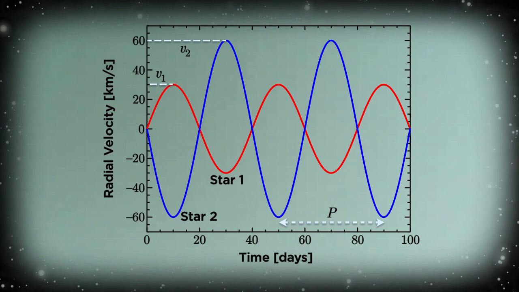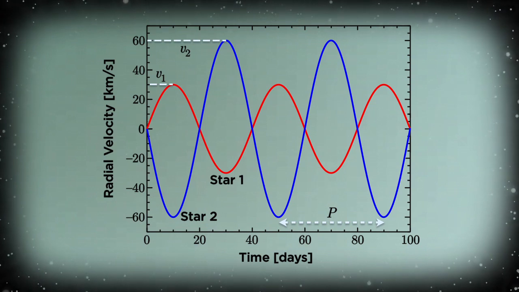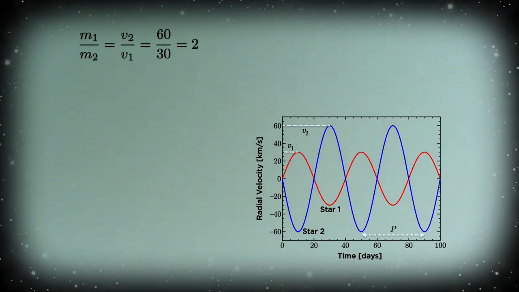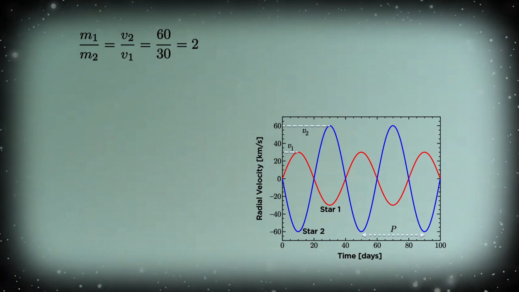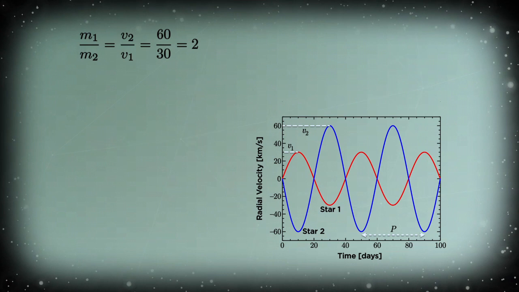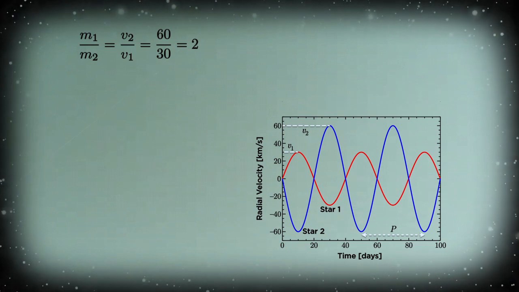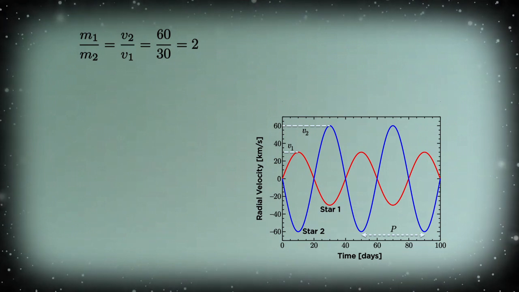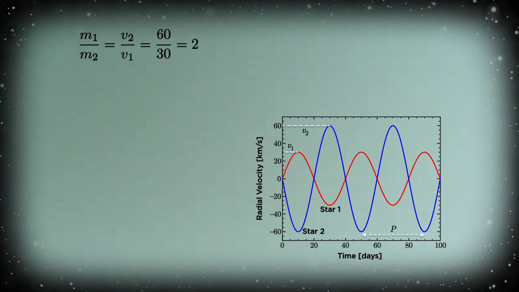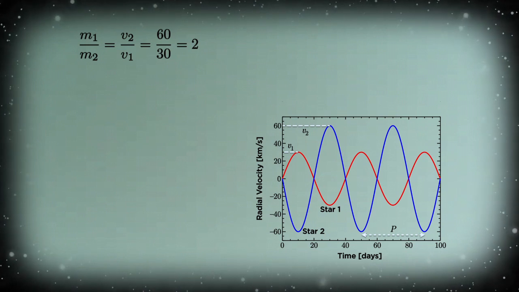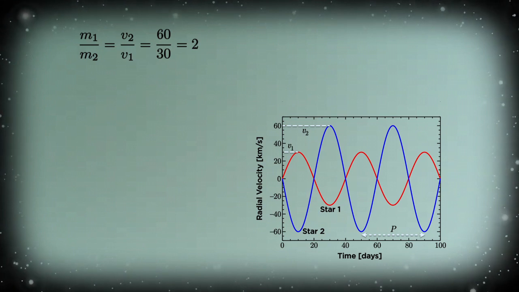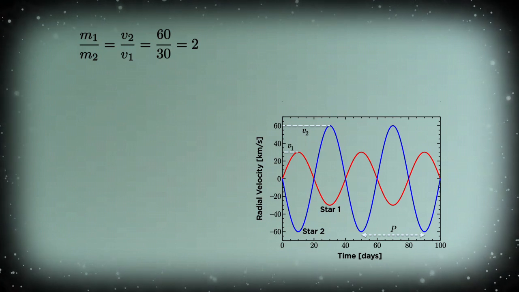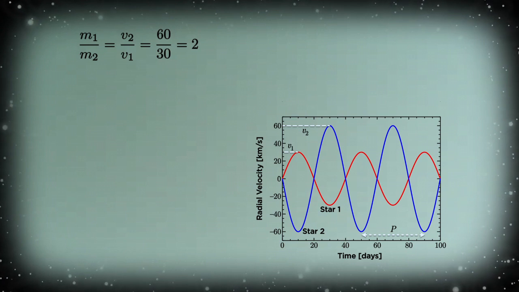Now let's use these data to figure out the stellar masses. We can determine the mass ratio right away. m1 over m2 equals v2 over v1, which is 2. So star 1 is twice as massive as star 2. Next, we'll use Kepler's third law to figure out the total mass. That means we need both A and P. And we already know P is 40 days.